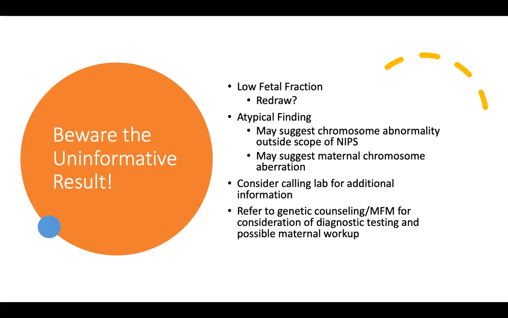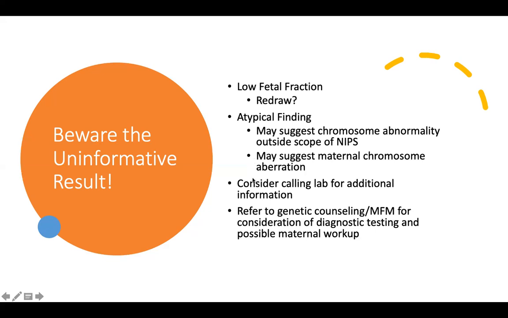The second type of uninformative result is the atypical finding. This is a confusing result, because on the report you'll see that trisomy 13 and trisomy 18 are low risk or negative, and maybe next to one of the sex chromosomes it might say atypical finding, not able to report. In this circumstance, this result is highly suspicious for an abnormality involving either the fetus, the mother, or both.